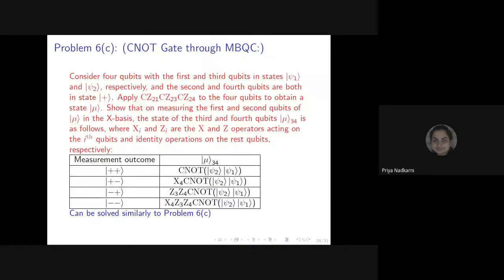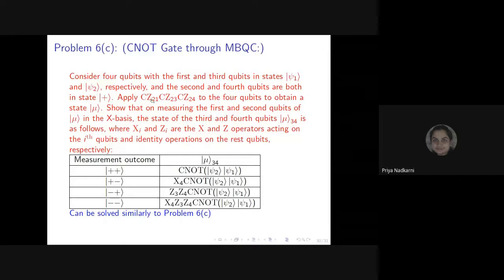Okay. This last part of the problem, I'm not solving. You can try yourself. We'll be giving out the solutions, but it can be solved very similarly to part C of the question. I'll just give you a brief idea. Here we are considering 4 qubits with the first and third qubits in states psi1 and psi2 respectively, and the second and fourth qubits in the state plus.